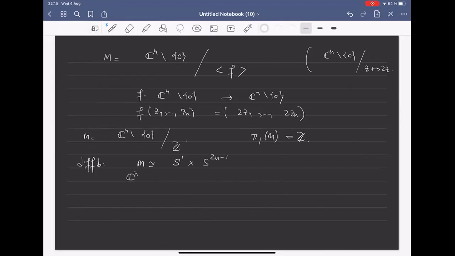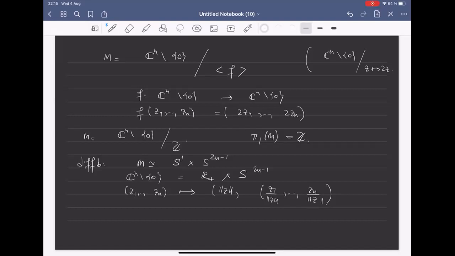This is just by seeing that Cn minus the origin can be understood as R plus times the 2n minus 1 sphere, right? So this R plus takes just the norm of the vector, and the S2n minus 1 part takes the unit vector that gives the direction. So this is the correspondence: Z1, ..., Zn goes to the norm of Z, and the unit length vector given by dividing with the norm.